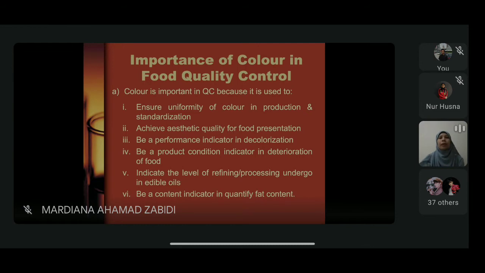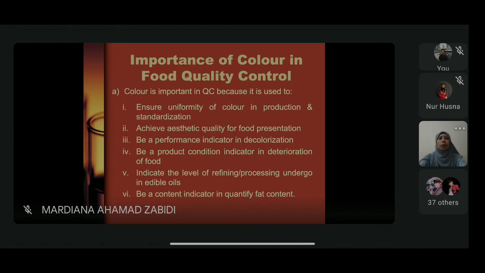But when we talk about objective measurement, it is whereby you are using equipment or an instrument in order to measure a certain set of parameters. For example, in our chapter now, we are talking about color. So when you are talking about objective measurement of color, you are going to use an instrument that is supposed to measure color, for example, a chromameter or spectrophotometer.